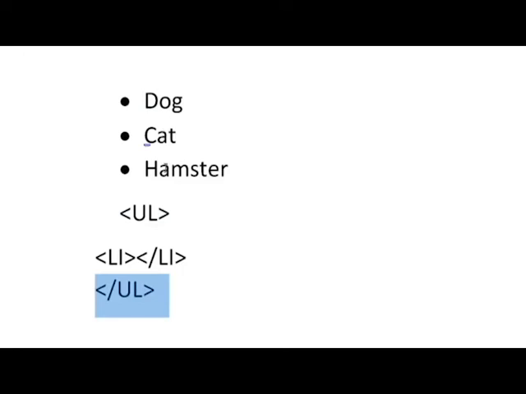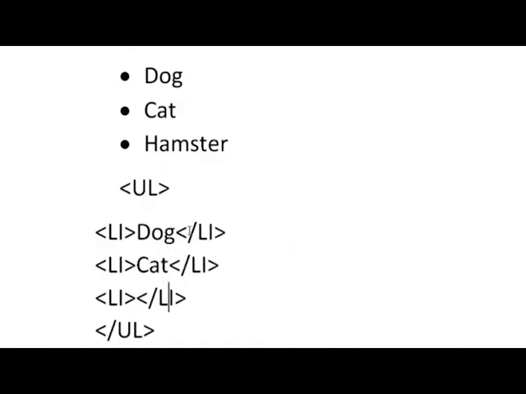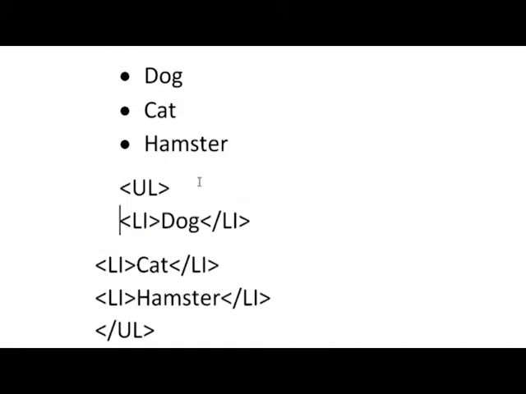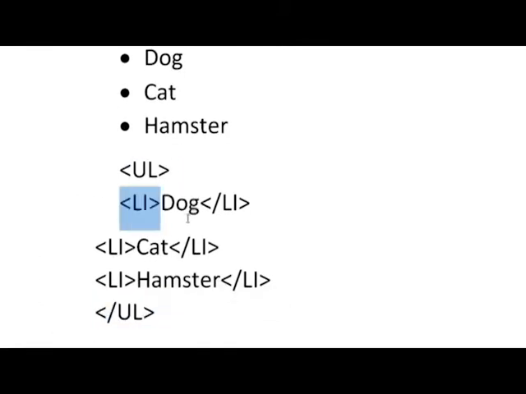Now, each one of these items are going to be this, right? This is going to be dog, cat, and hamster. Pretty simple, right? After that, you just need to understand the concept that you have the open tag here, the closed tag here, and then the items that are surrounded by the LI tag. So it's LI dog /LI, LI cat, close the tag. LI hamster, and then close that tag.